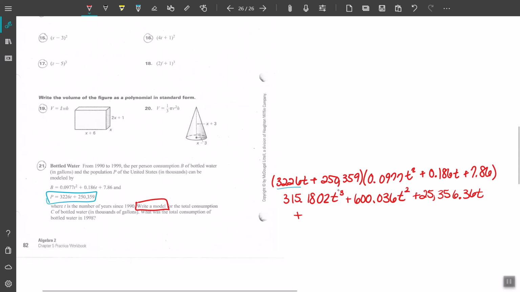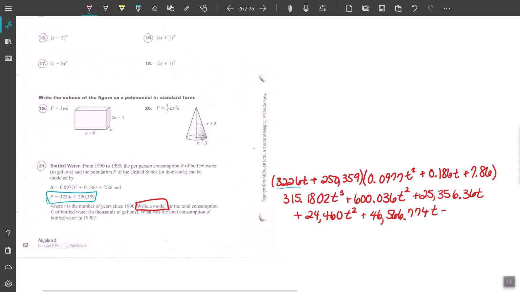So I'm taking 250,359 times this first term here. When I plug that into my calculator, I get this right here. All right, this is a constant, so I don't have anything to multiply by this variable t squared over here, so I'm just going to keep the t squared, it stays the same. All right, same thing with the next one. This is what I get when I multiply 250,359 times 0.186, that coefficient. And then I'm just going to keep that t. I don't have any t's over here to multiply with.